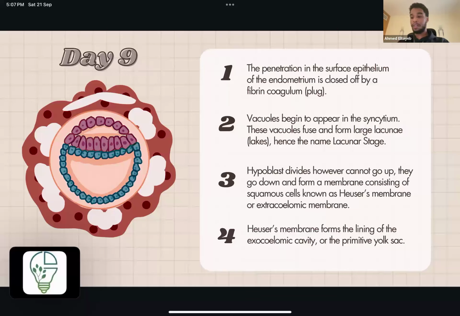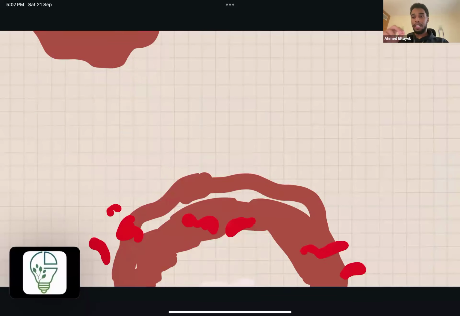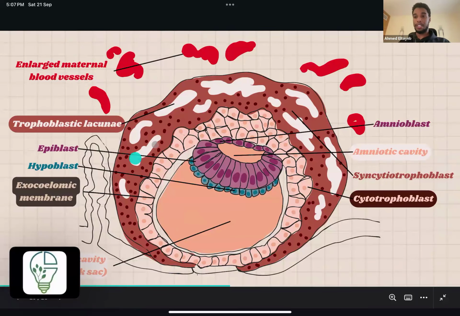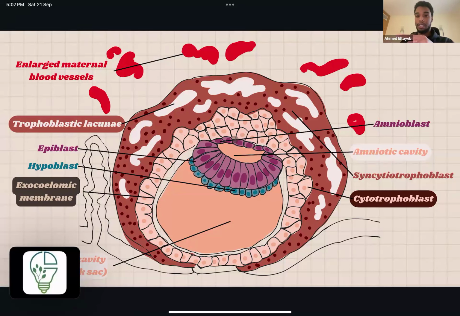Okay, day 9. Day 9, we start seeing significant changes. Something I forgot to mention earlier, there's 2 significant landmarks that you need to be aware of. You have this part here, we call this the embryonic pole. And you have this part here, we call it the abembryonic pole. At the embryonic pole, we start seeing significant proliferation of the cytotrophoblast, okay? And you can also see the syncytial trophoblast starts getting bigger itself.